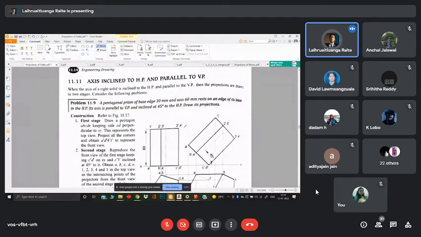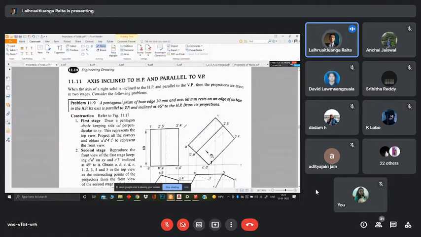Now we are going to have a solid inclined to the reference planes. When we have an axis inclined to the horizontal plane and parallel to VP, the inclination is going to be largely dictated with reference to the axis. Because when we talk about a solid, we have different faces, right? Sometimes it may refer you to the diagonal of one face, but the majority of the time we talk about the axis.